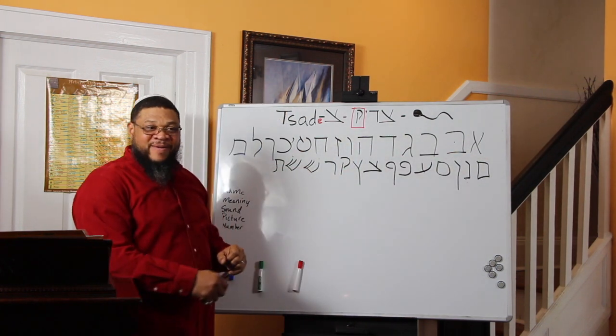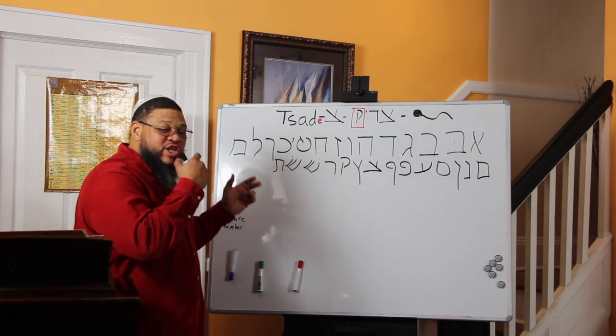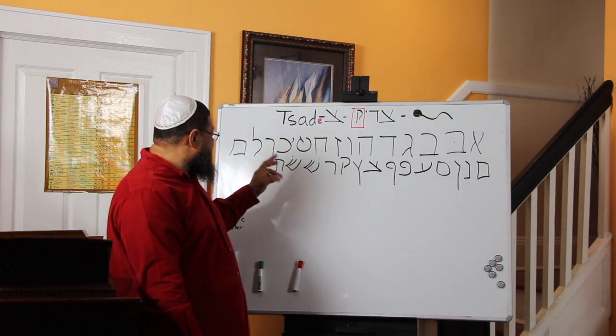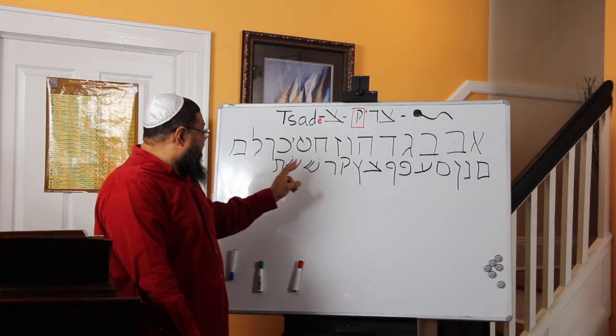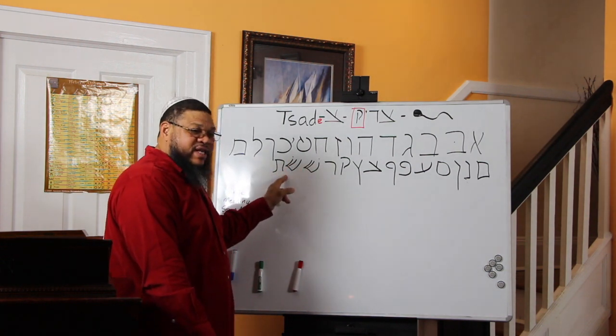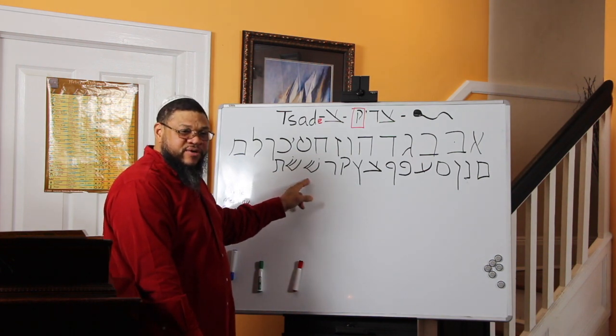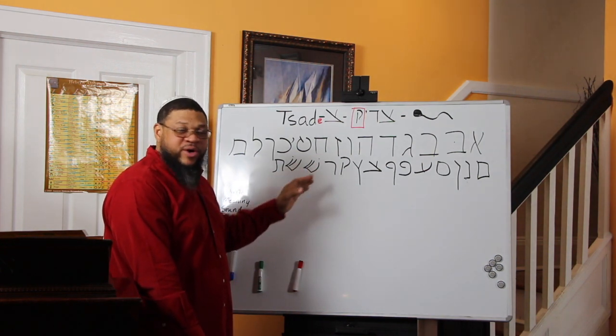Bet, very good. All right, that is good. And you see, this is how you got to remember it. Tav, shin, no, sin, sin, shin, right? And this is why you want to remember it.